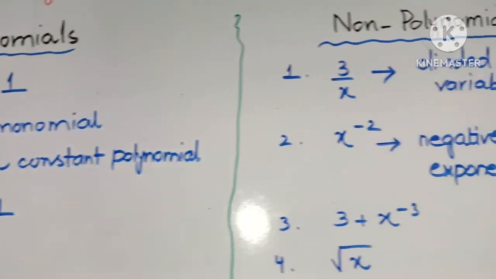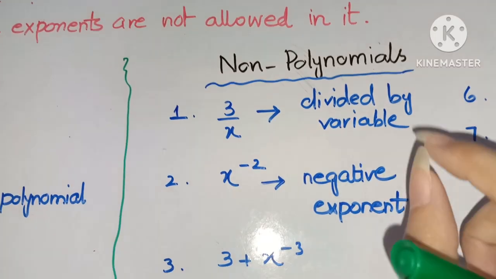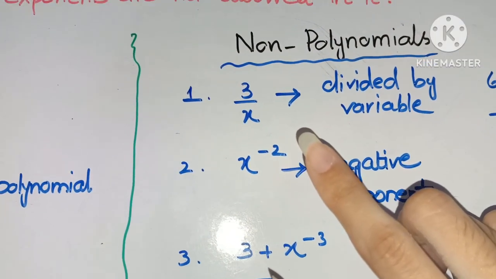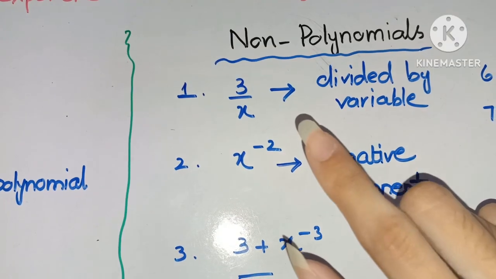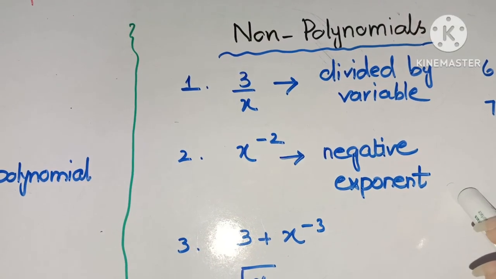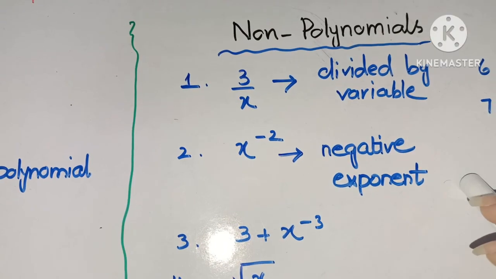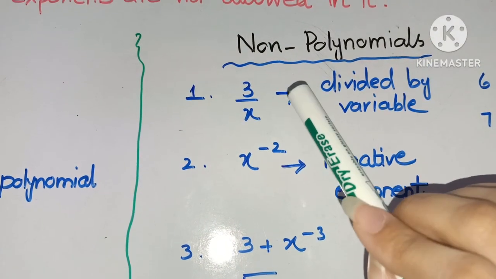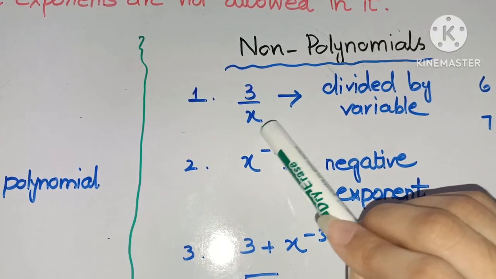Now I will tell you what non-polynomials are. The first example we have is 3 divided by x. As I told you earlier, the forbidden operation is divide. You cannot divide a variable by a variable, or a constant by a variable. It simply means that you cannot divide a term by a variable.